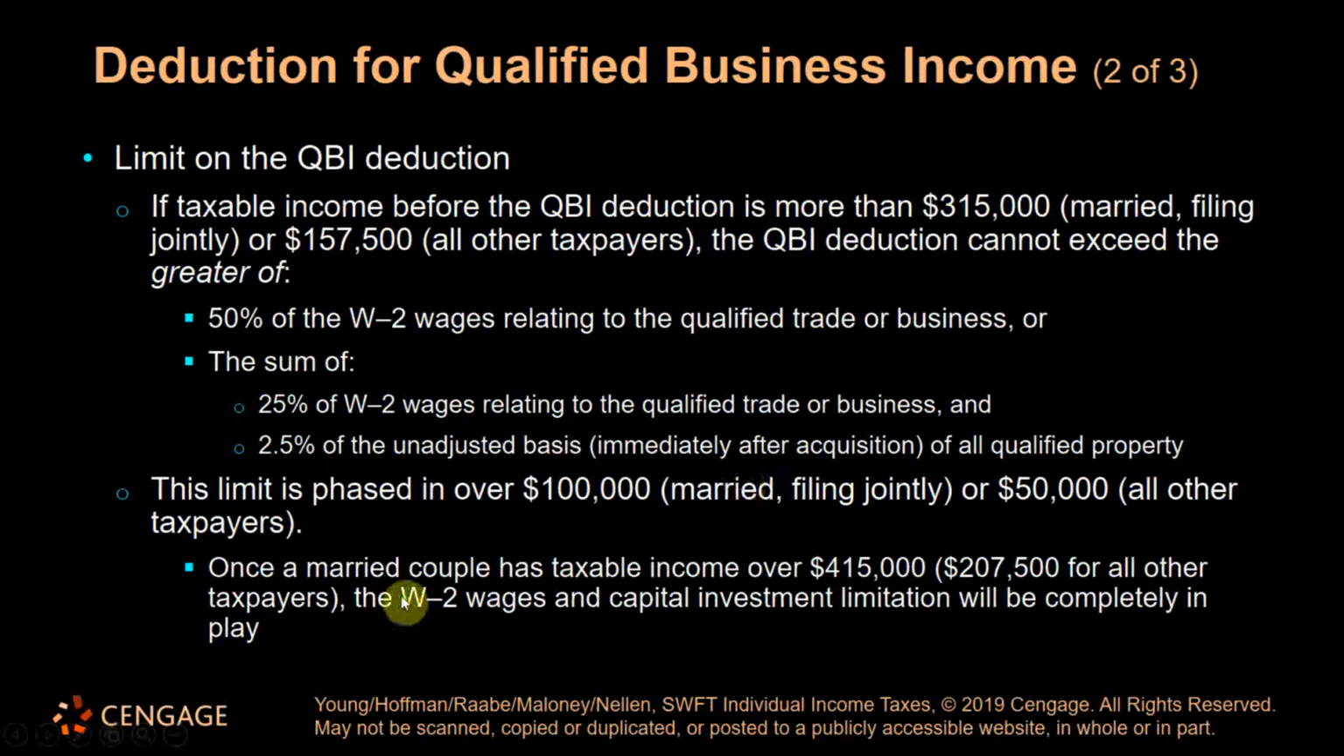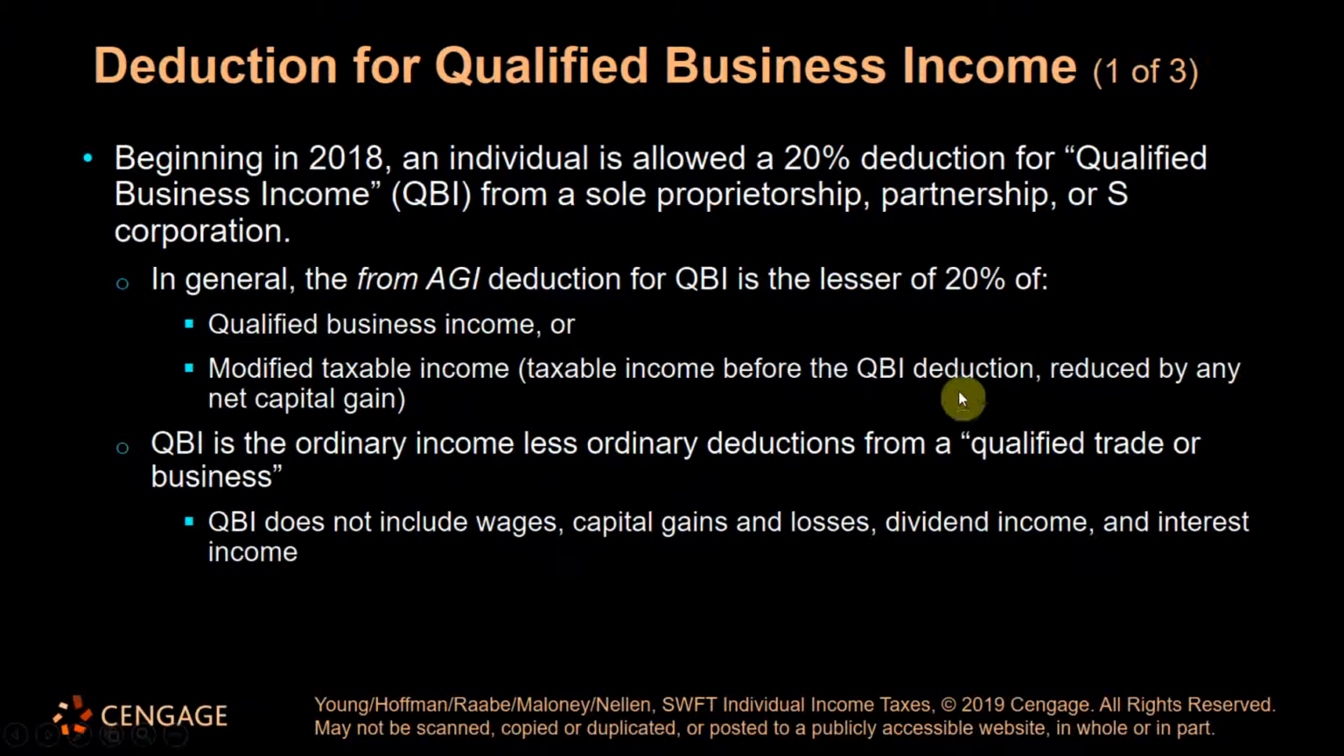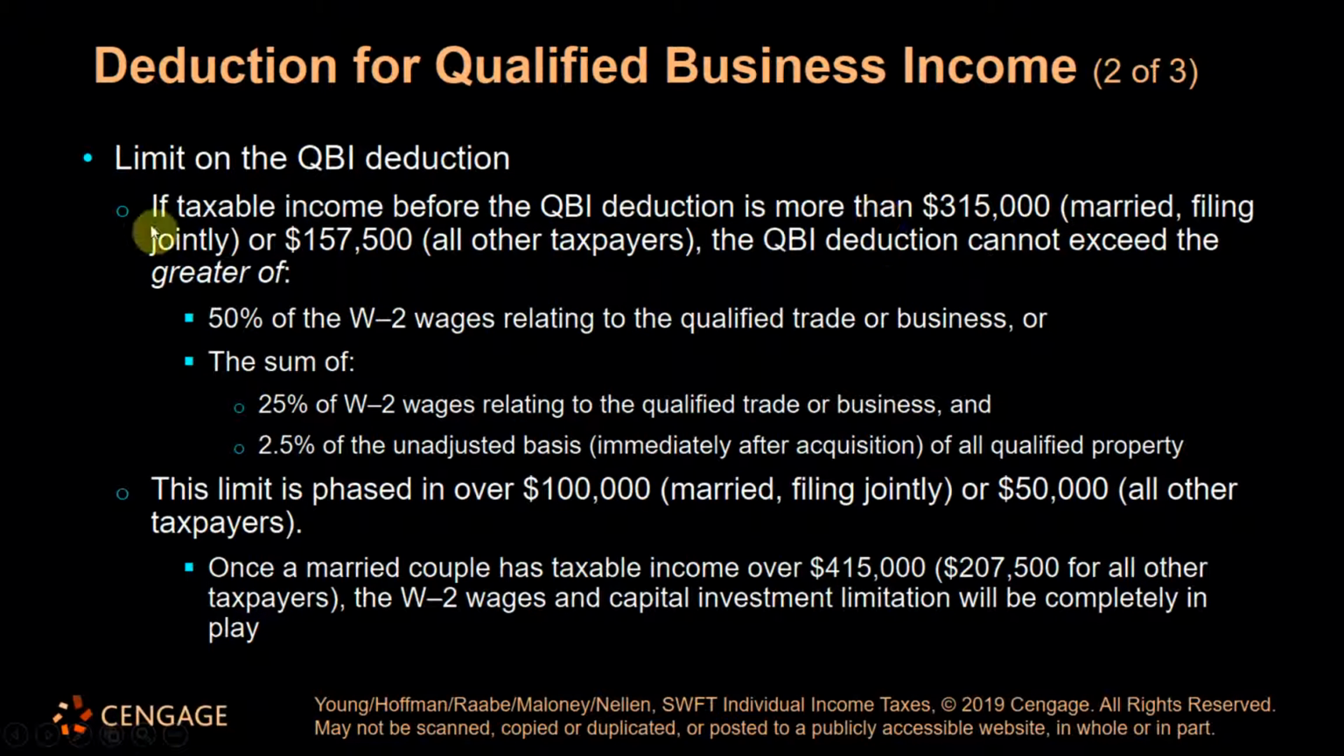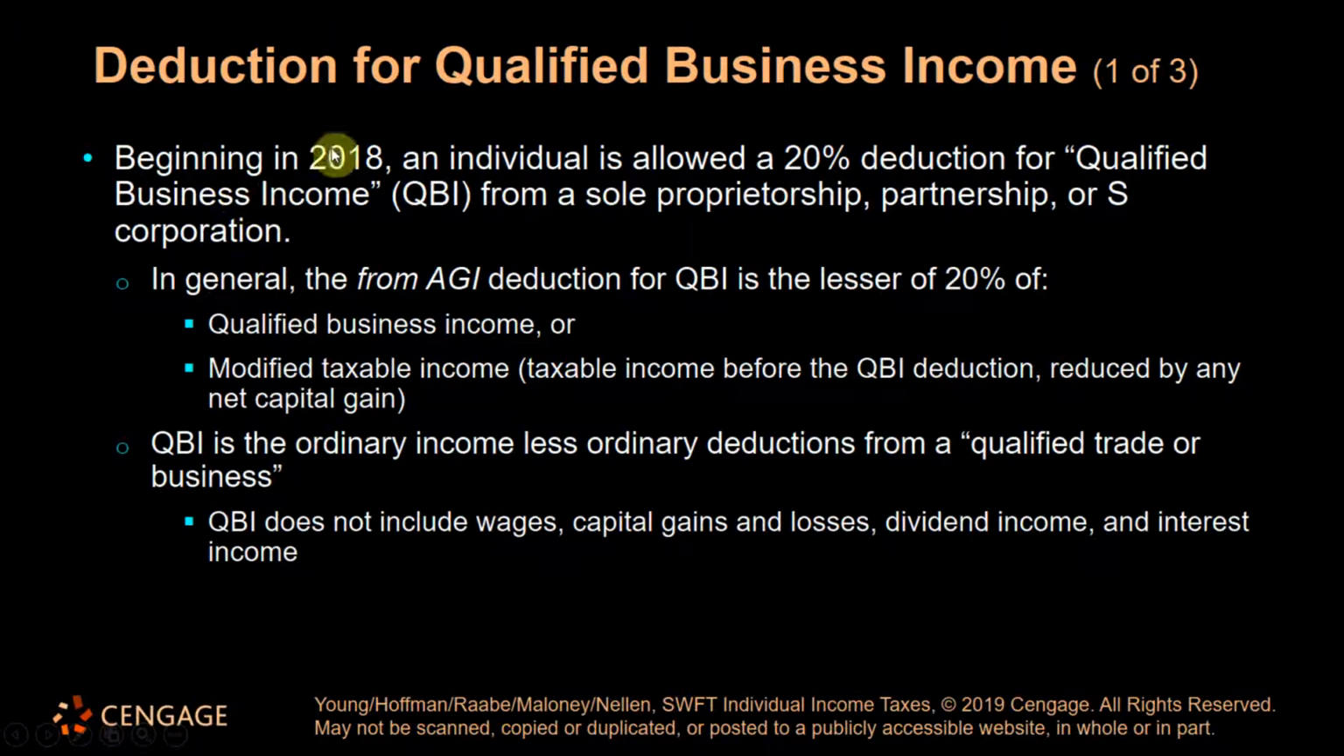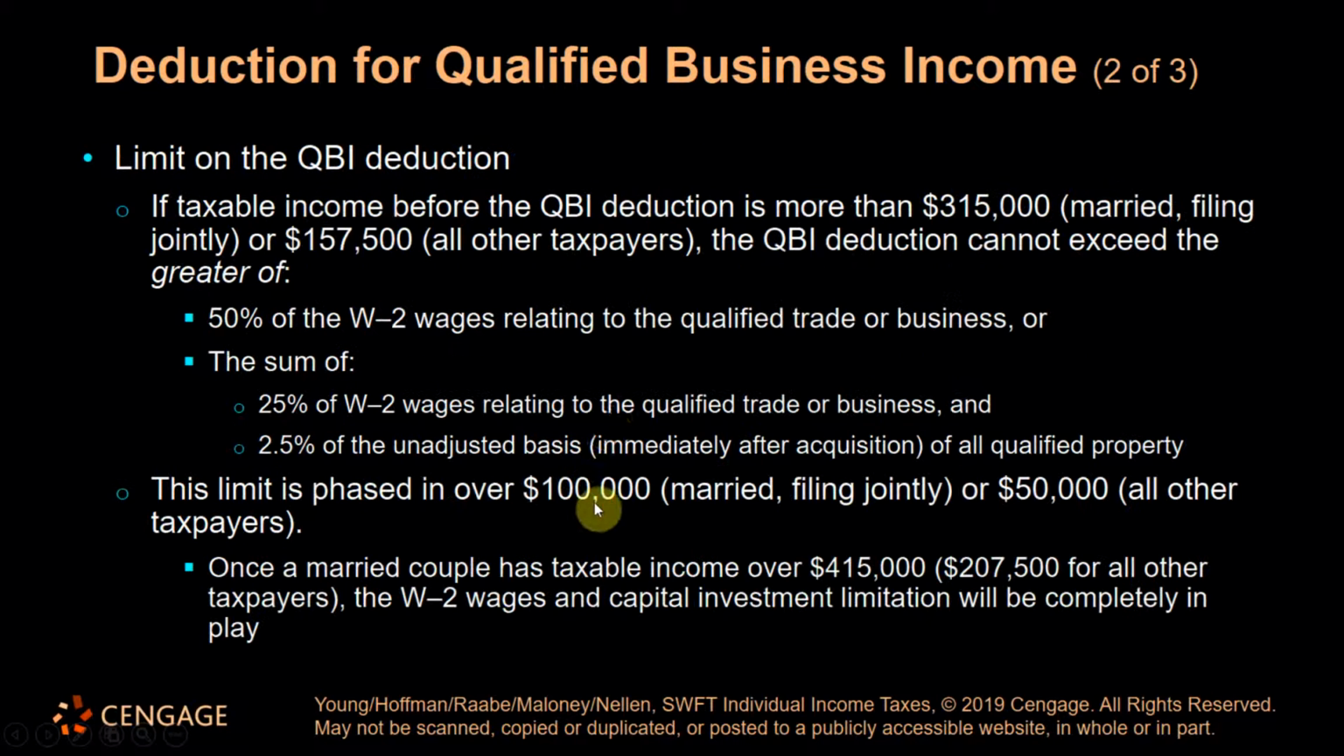The limitation of the 20% reduction is phased out over time once the married couple has reached income thresholds of $415,000, $207,500 for everybody else. So again, we look to these two-tier limitations. First, I'll just use married filing joint for the moment. If the income is less than $315,000, then you're going to look to these limitations, as I discussed earlier, to determine whether or not the taxpayers can take the full 20% reduction of business income. If, however, the income of the married taxpayers filing joint is greater than $315,000, now you look to these limitations to determine the deduction, if any, of qualified business income.